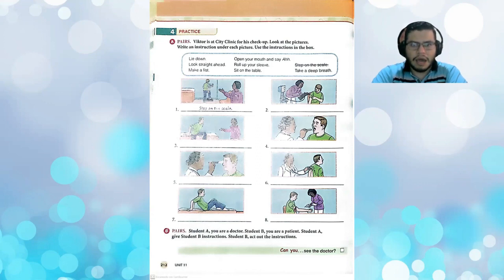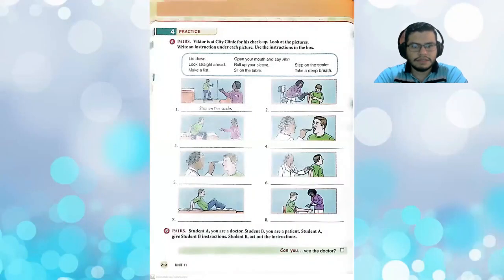Number 2 is roll up your sleeves. Roll up your sleeves. Number 3: sit on the table. Number 4: open your mouth and say ah. And you have to take out your tongue. Number 5: look straight ahead. Look straight ahead to the light.